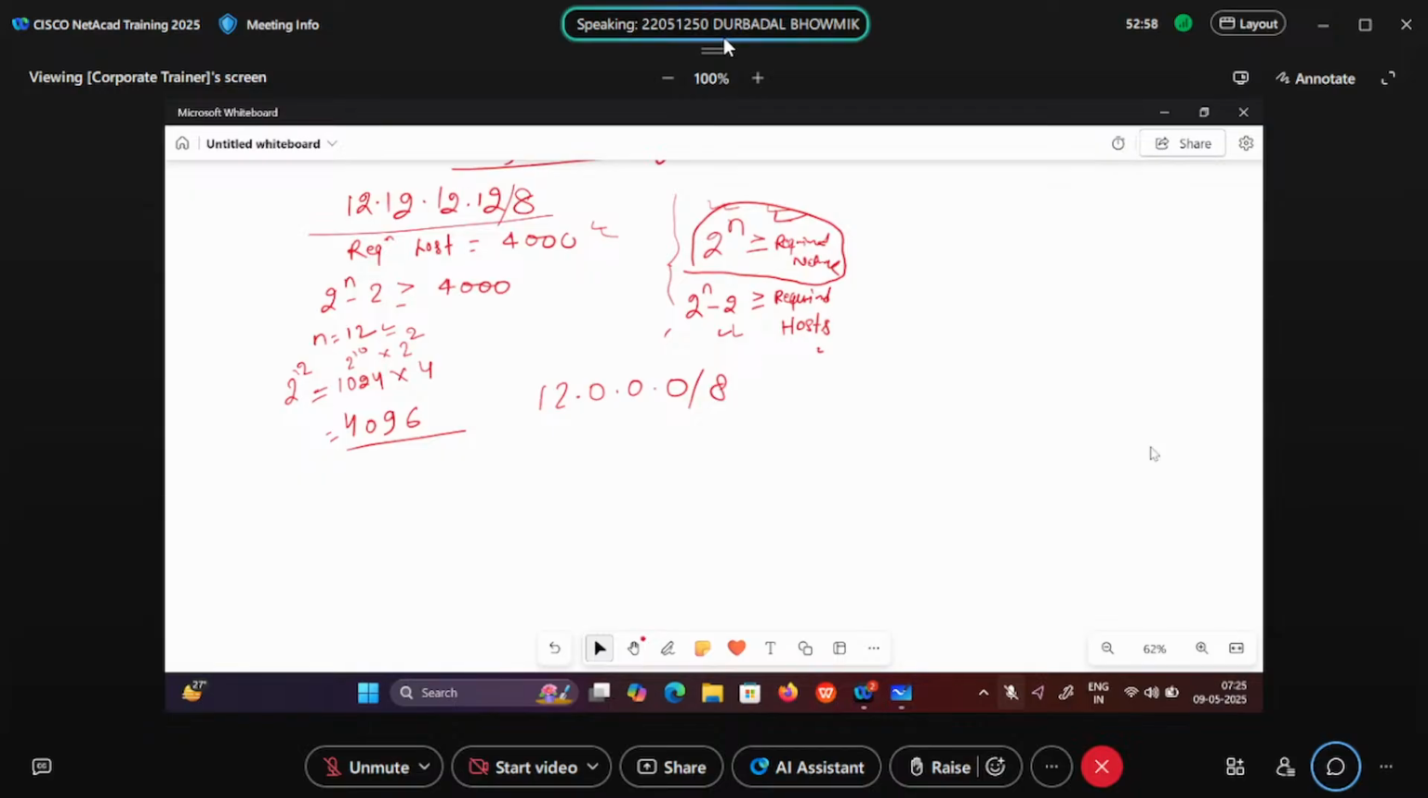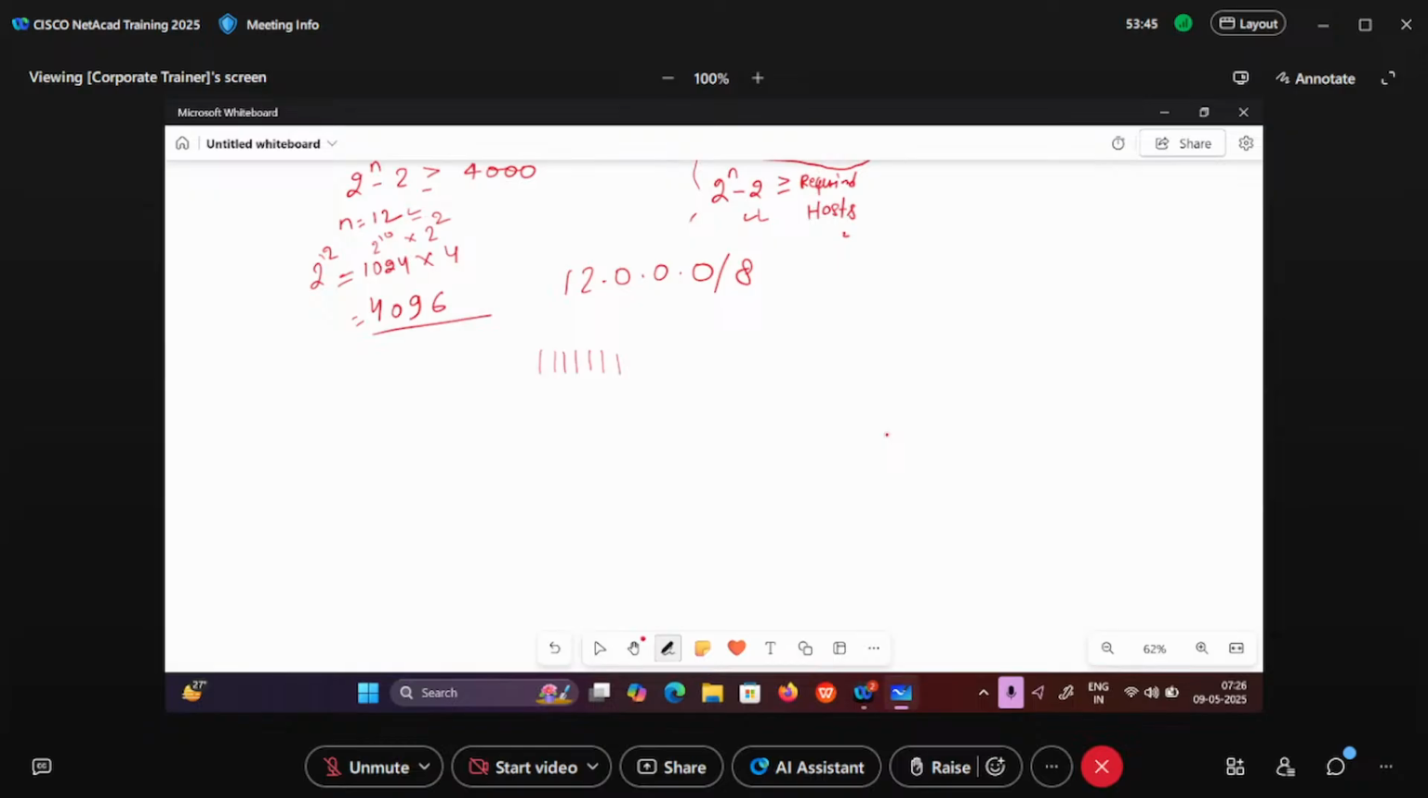Yes, sir. So just look here, 12.0.0.0/8. That is our network ID, and we have to make 12 bits 1 from the left to the right, and the remaining bits we have to make 0. So how do we do that? First of all, write the subnet mask for class A. There will be 8 bits 1 initially, and the rest of the bits will be 0.